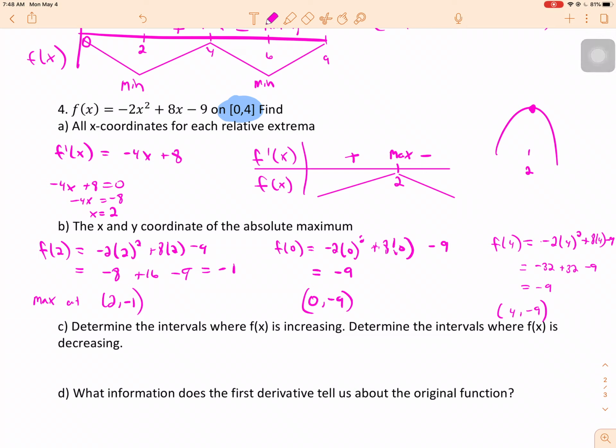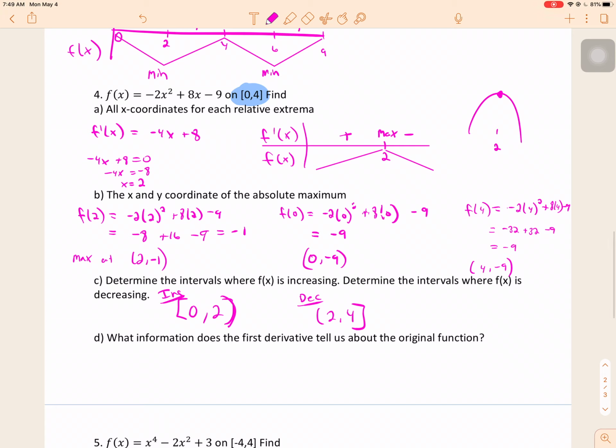Determine the intervals where the function is increasing. Well, it's increasing from 0 up to 2, parenthesis, and then where is it decreasing? So this is increasing, and then decreasing from 2 to 4. Okay, what does the first derivative tell us of the original function? It tells us there's a max at x equals 2, right? It also tells us that the slope is 0 at x equals 2.